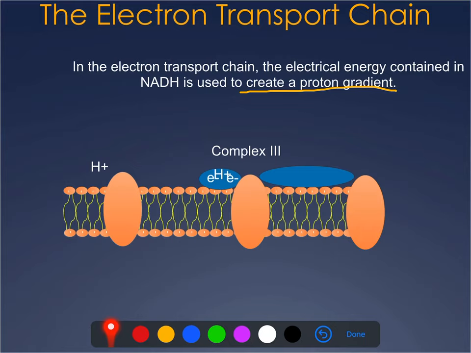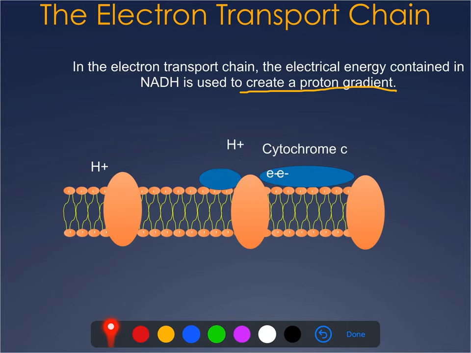Yes, I know there's no complex 2. Complex 2 is used by FADH2, and it does pretty much the same thing as complex 1, except it generates slightly less ATP. So here, our ubiquinone has moved across the membrane, docked at complex 3, and remember, it picked up an H plus at the bottom side of the membrane, and now it's at the top side.